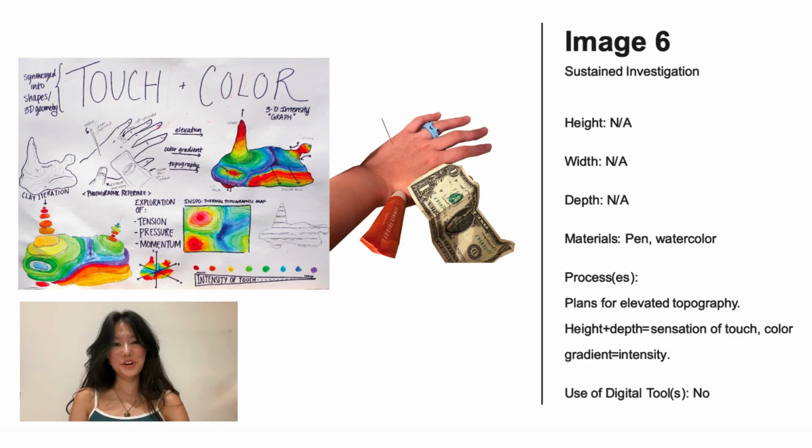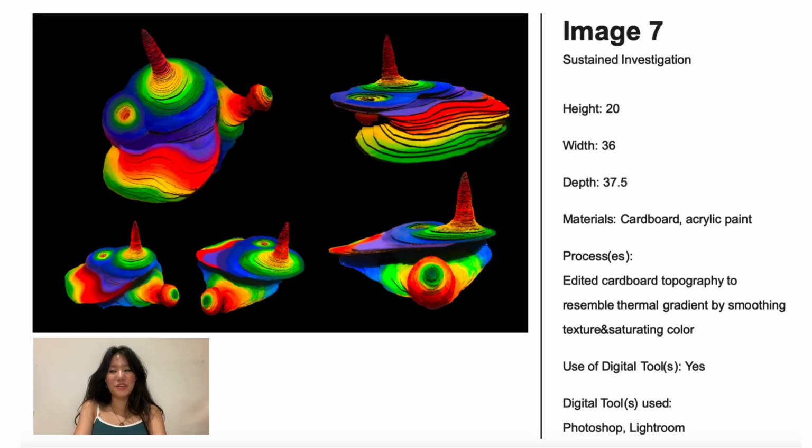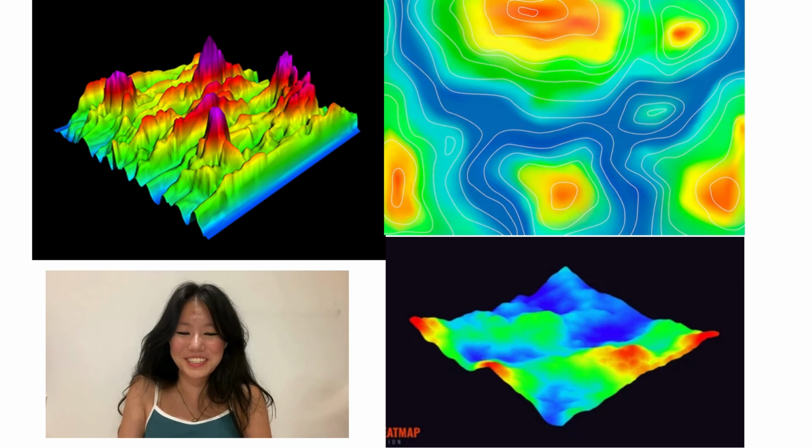Images 6 and 7 are also two parts of the same project. I call this project the topography of touch because I sought to analyze how the intensity of touch could not only translate into color, but also into shape, which is the topography. I took inspiration from thermal gradient maps or thermal topographies. I'm not really sure what they're called, but this is what they look like.